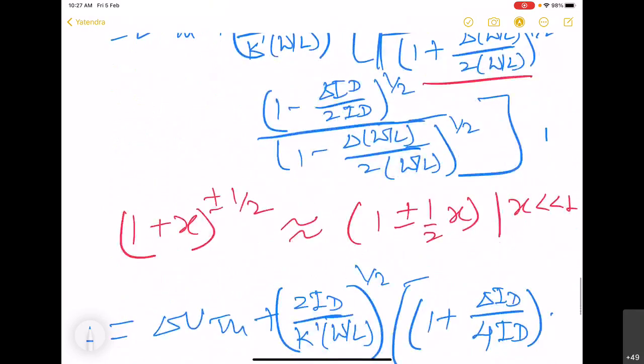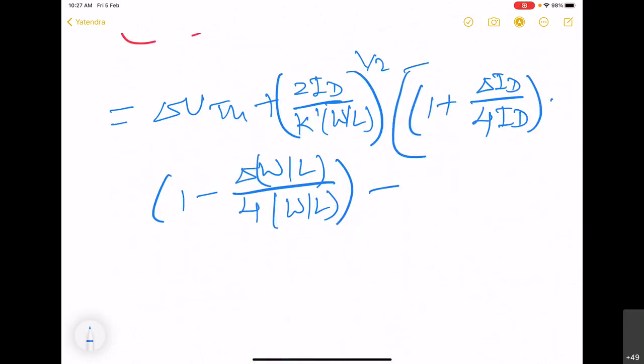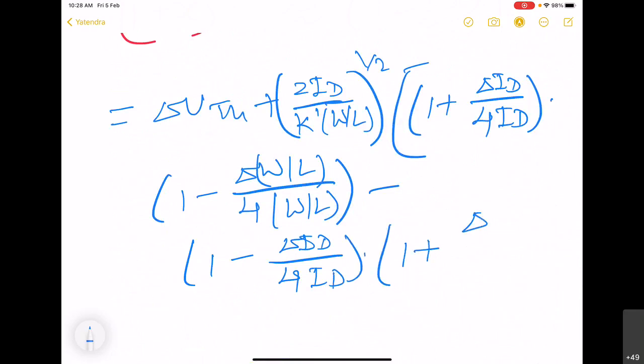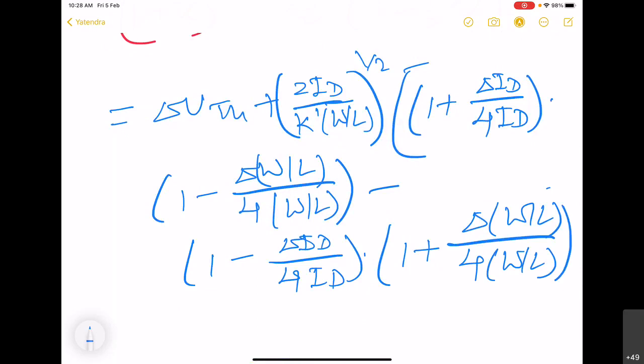Similarly, for this ratio, we get a product of two terms, that is 1 minus delta ID by 4 ID, into 1 plus delta W by L by 4 W by L. So this is after the first approximation. So ideally we should write it like this. This is the first approximation. Now we will have to multiply the two factors appearing in both the terms.